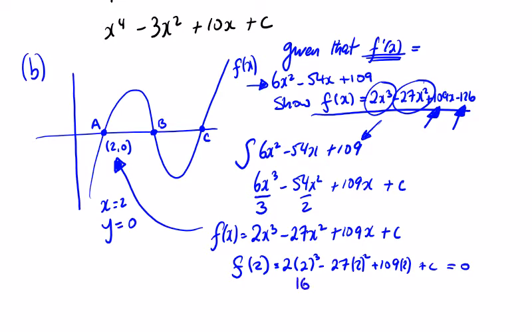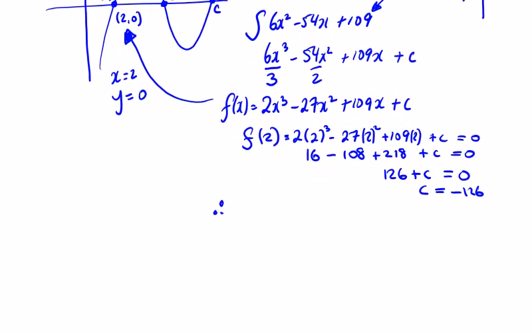2 cubed is 8, by 2 is 16, 27 by 4 is 108, 109 by 2 is 218, plus c is equal to 0. So 218 minus 108 is 110, plus 16 is 126, 126 plus c is 0, so c has to be minus 126, which is what they told us it was. So I would write, therefore, f of x is equal to 2x cubed minus 27x squared plus 109x minus 126.